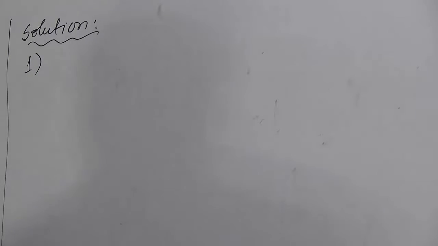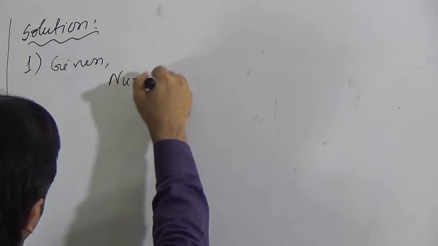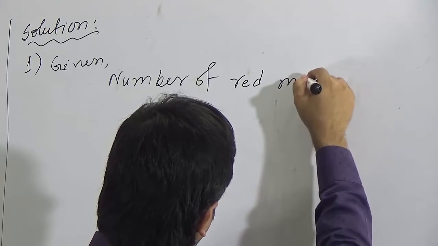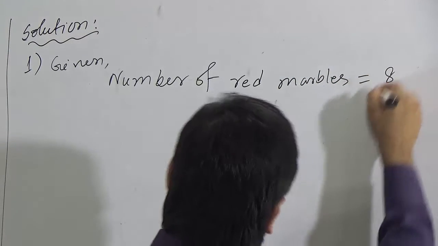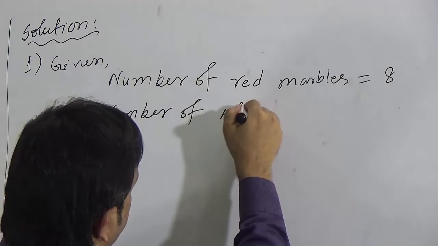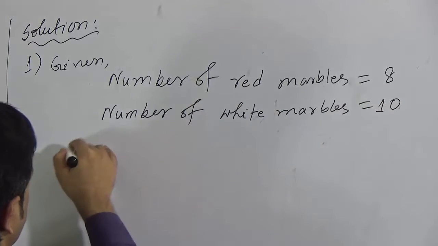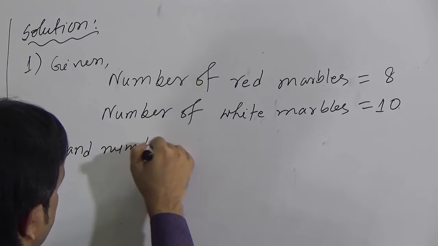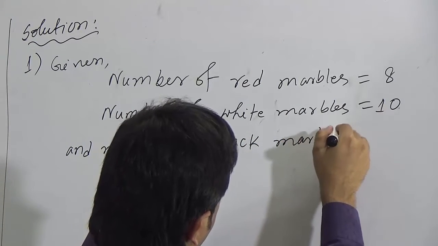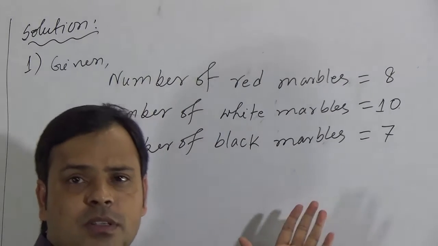So we can write here, given number of red marbles is equal to 8. From the stem we can write number of white marbles is equal to 10 given, and number of black marbles is equal to 7. So total number of marbles will be the total outcomes. It means all possible outcomes.